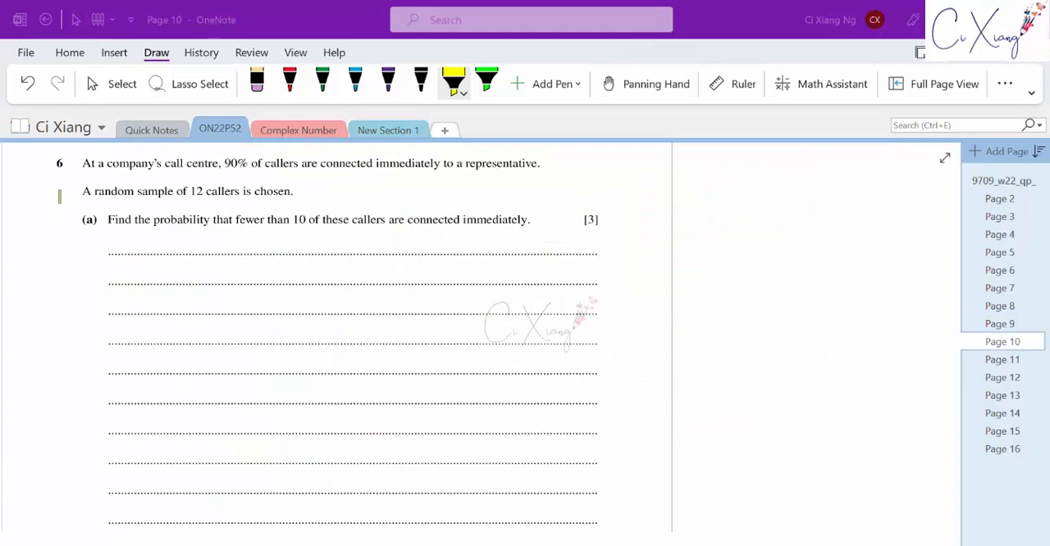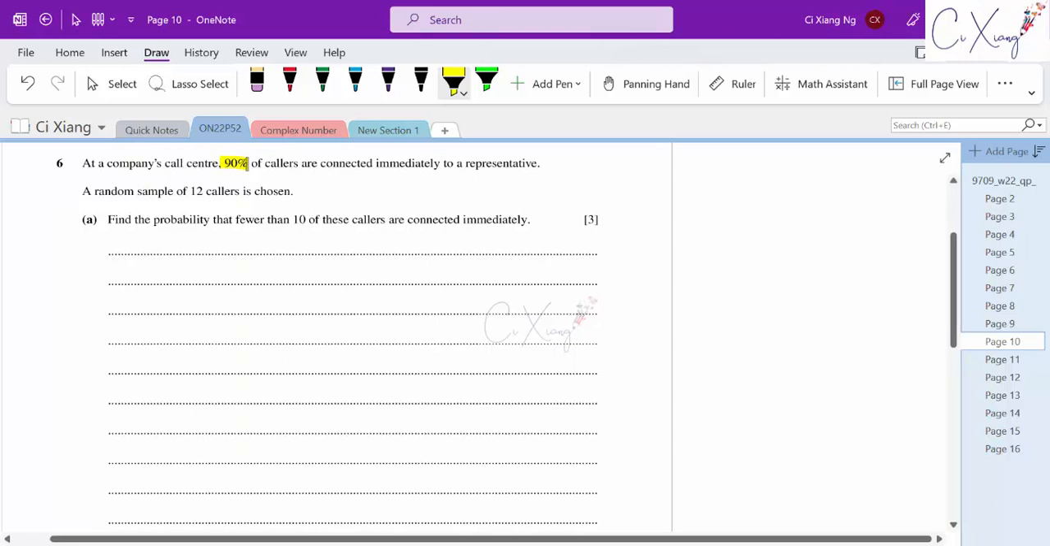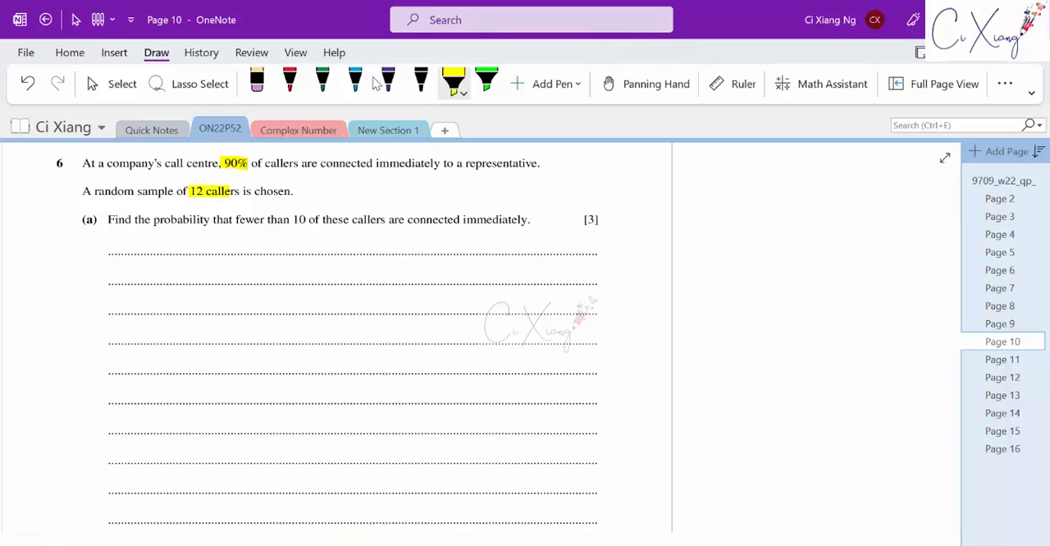Okay, so now we come to question number 6. At the company's call center, 90% of the callers are connected immediately to a representative. So a random sample of 12 callers is chosen. Find the probability that fewer than 10 callers are connected immediately. Okay, so for this question, we are having a larger number, which is 12 callers, and then fewer than 10 callers, something happened to them.